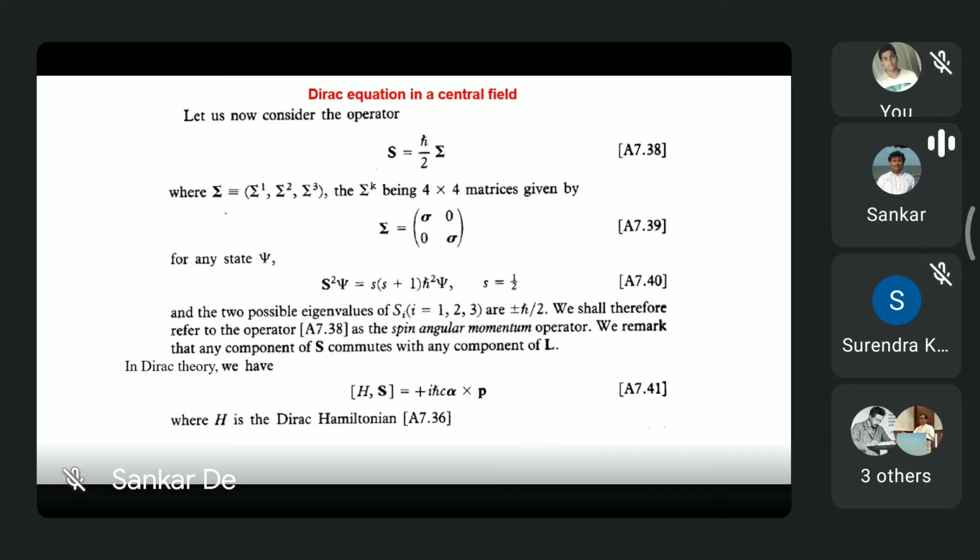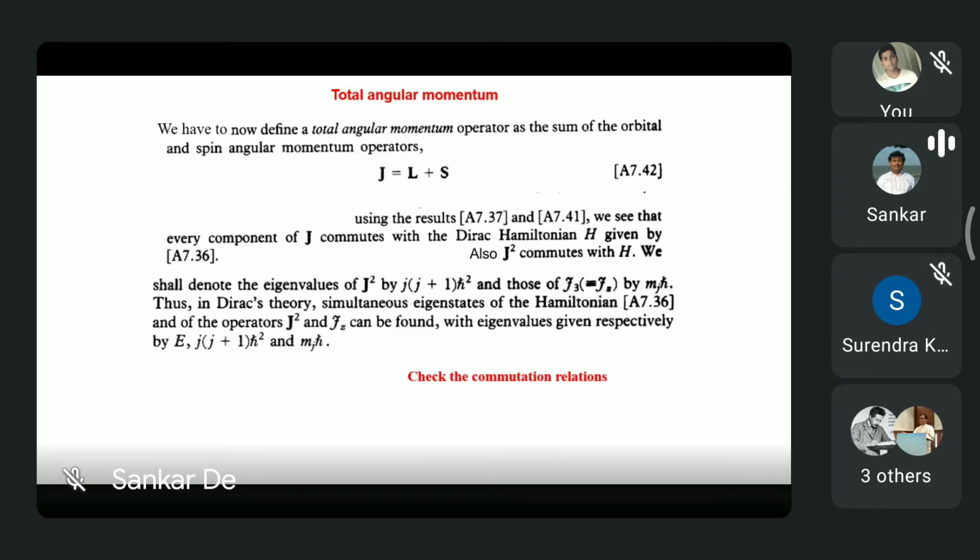So when this is the case, we introduce a new angular momentum operator, which we named the total angular momentum operator J, which is the sum of the orbital and spin angular momentum operators. So J is equal to L plus S, and we found out that J as well as J squared commute with the Dirac Hamiltonian, and therefore we got eigenvalues like j(j+1) h bar squared, and m_j h bar, depending upon whether it's J squared or J3, which is also equivalent to Jz, depending upon the magnetic field or the quantization axis. And we got the eigenvalues.